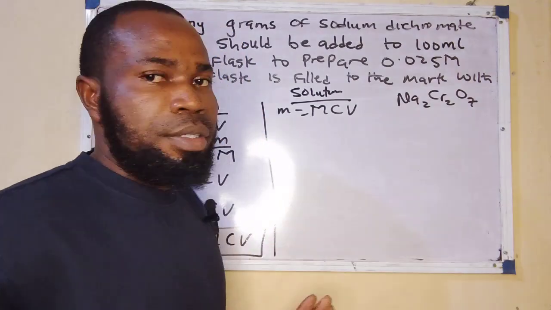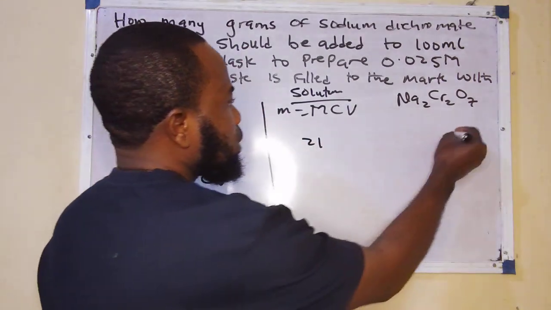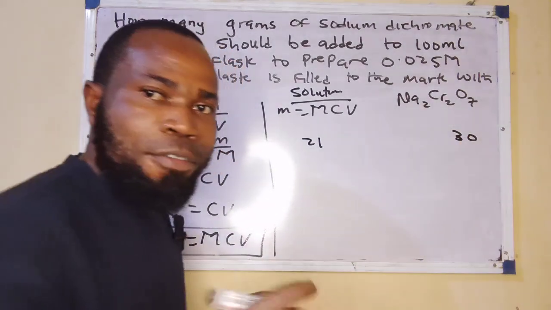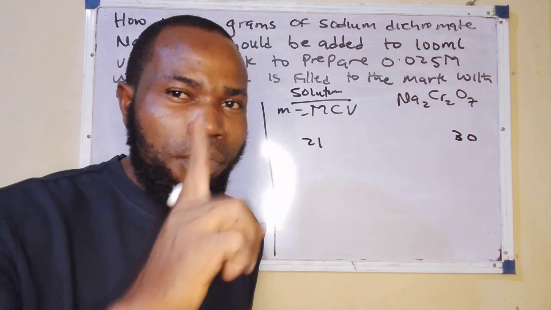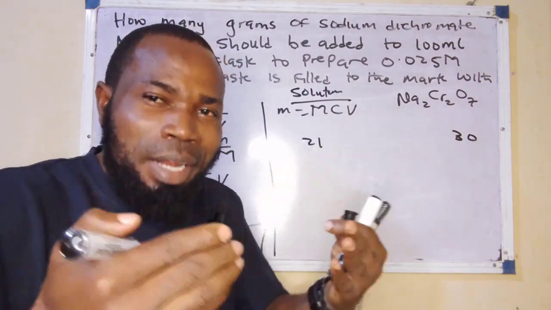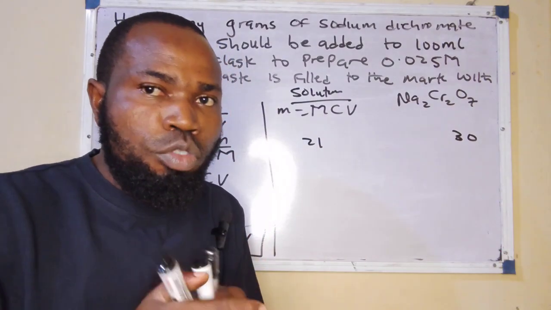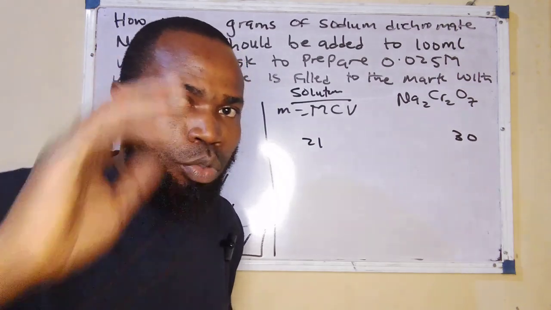Now, it's very easy. Remember that chromium is from element 21 down to what? 30. If you want to get the atomic mass of elements from 21 to 30, or you forgot it, all you have to do, you have to be very careful to use this simple trick I want to show to you right away.